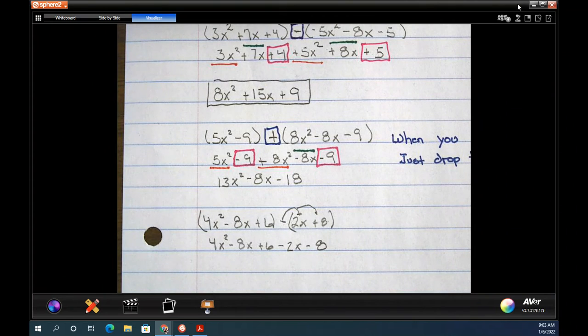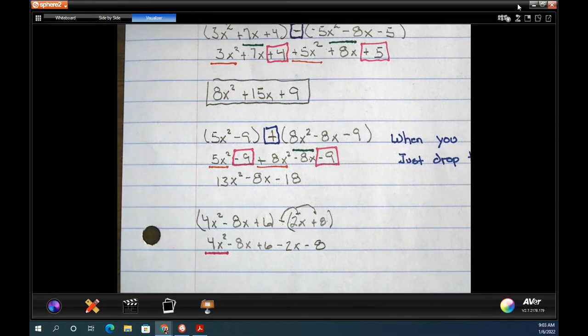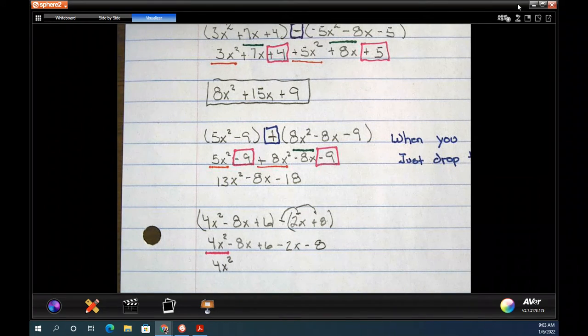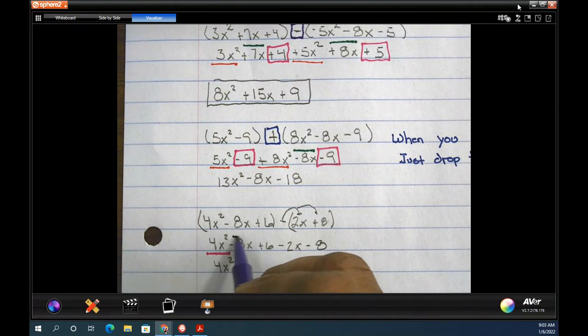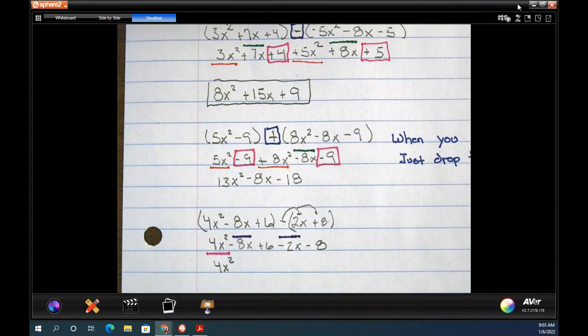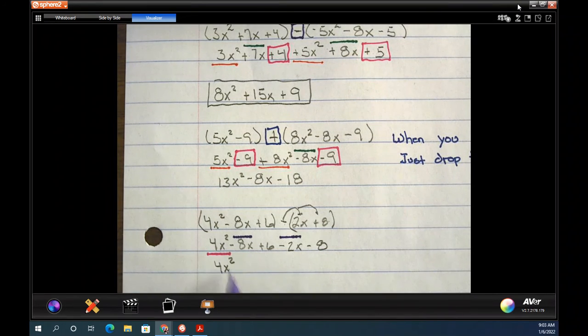Now, here we go. Uh-oh, we only have one. The highest power is 2. But there's nothing to combine it with. So you just rewrite it in your answer. 4x squared. And yes, you're gonna have to do it on paper because I want to see it. Now, here we go. Negative 8x, negative 2x. So in your calculator, all you have to do is put negative 8 minus 2. That's negative 10. So it's minus 10x.